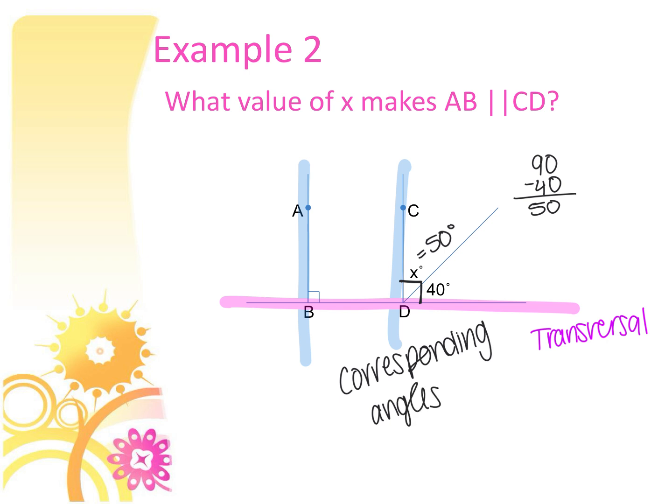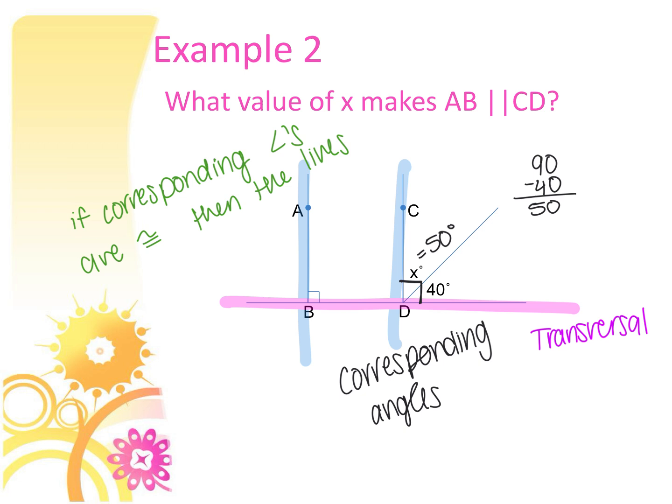So I know if corresponding angles are congruent, then the lines are parallel. Okay, so because they're already telling me my lines are parallel, I know they're going to be congruent. So if one is 90 degrees, the other one must also be 90 degrees. And then I can go ahead and solve for my x. So information that we have to know.